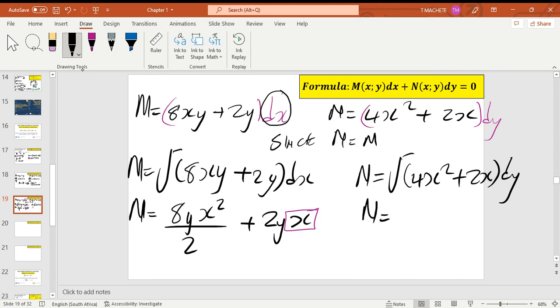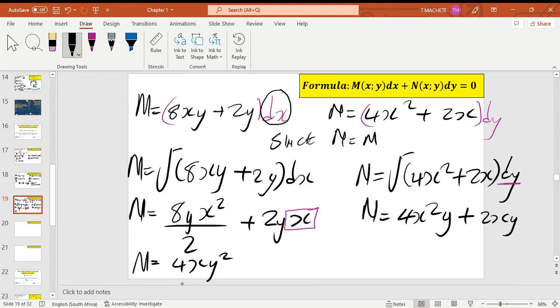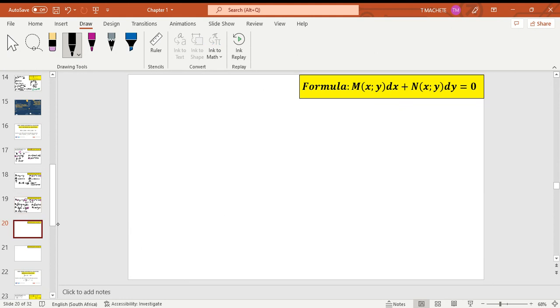For n, you're going to get the integration of n. Now we are integrating with respect to y. So we're going to treat the x functions as a constant. So that 4x squared is a constant. Then you just put y there. Then you say plus the 2x, it's a constant, so you just say 2xy. Then after doing this, for your m, you're gonna get 4x squared y plus 2xy. Then now for your final answer, guys, you're gonna say m plus n equals 0.